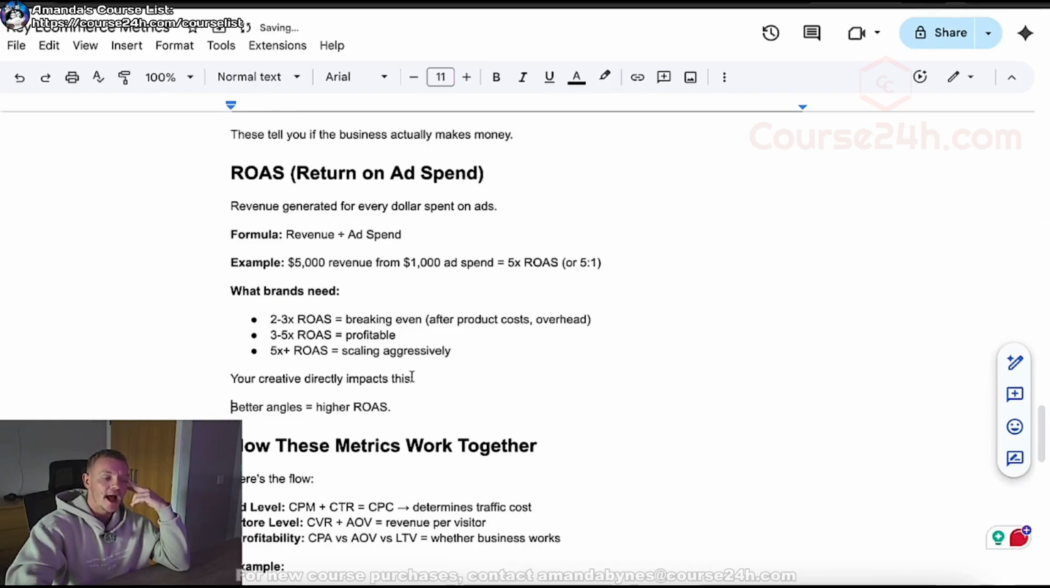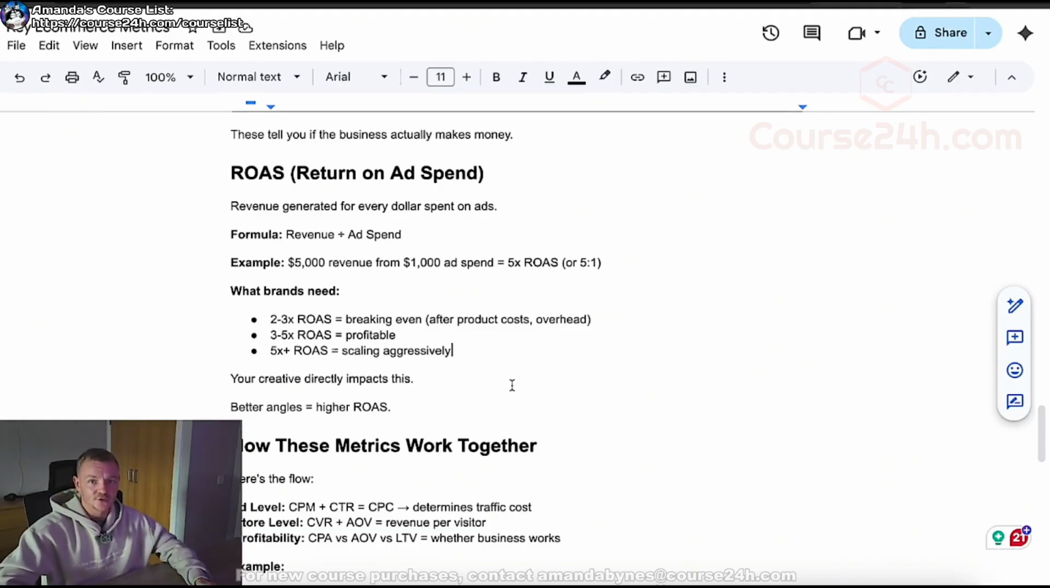Now, a high ROAS does not necessarily mean good. Let's say we've got a break-even ROAS of 1.5, right? And the ads over the past week, we're sitting at a 6 ROAS. That's really bad because we're not spending enough money. We should be spending enough so that we're profitable, but we're scaling, right? Because let's put it this way.